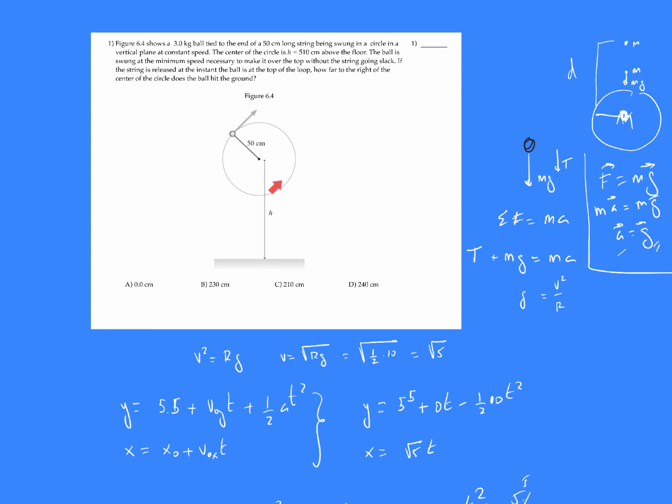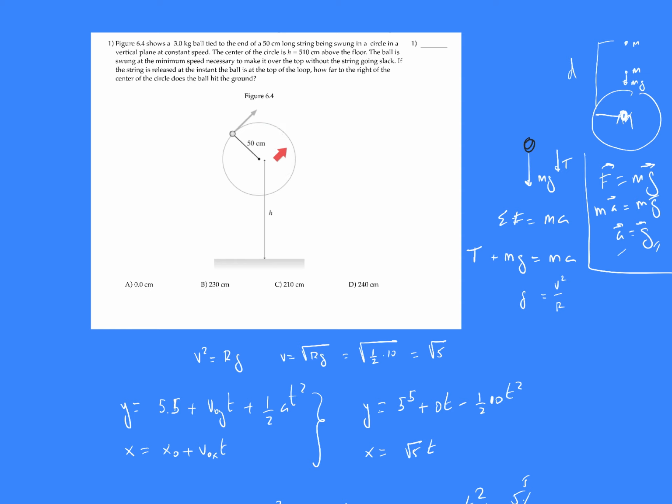It says: Figure 6.4 shows a 3 kilogram ball tied to the end of a rope 50 centimeters long, moving in a vertical circle. The center of the circle is h equals 5.1 meters above the floor. The ball is swinging at the minimum speed necessary to make it over the loop.